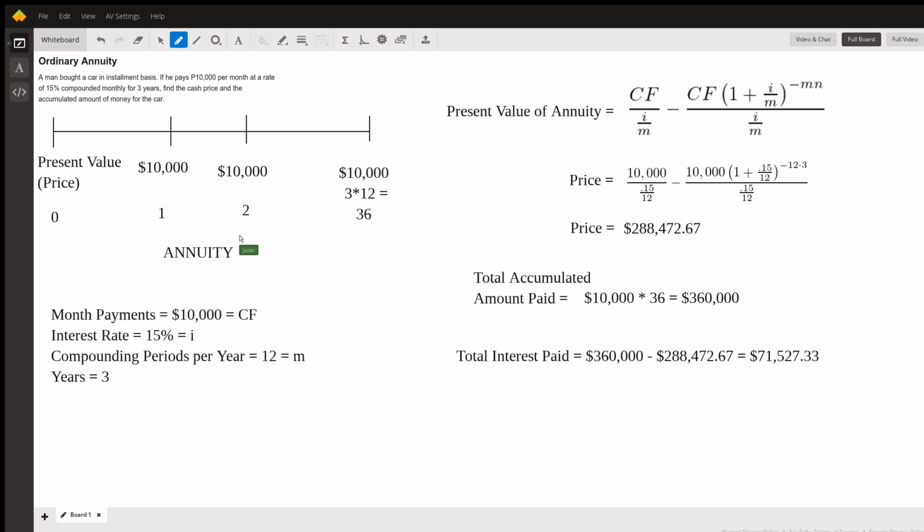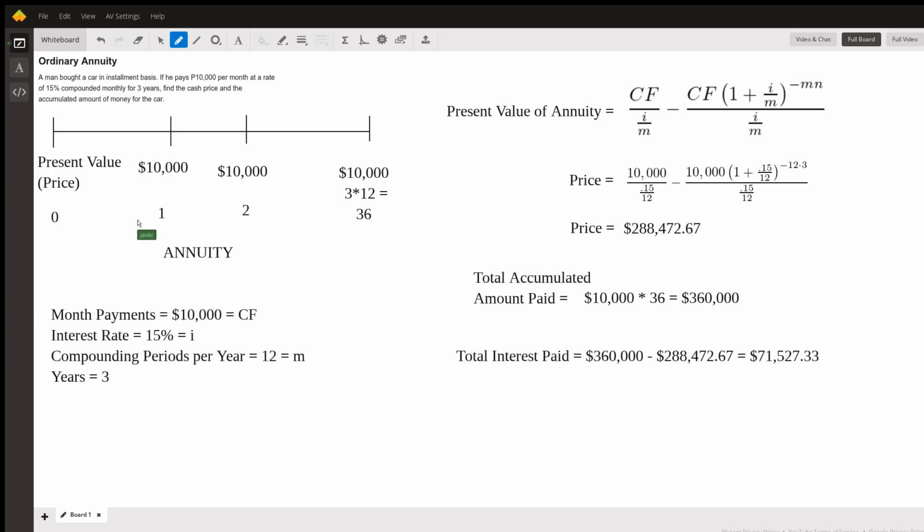Okay. In an annuity, we need certain bits of information. We need the amount of the monthly payments. In our case, it's $10,000, which we'll call CF. We need the interest rate, which is 15%, we'll call I. We need the compounding periods per year. In our case, it's compounded monthly, and since there are 12 months in a year, it's 12. If it was compounded semi-annually, this number would be 2. And then the number of years, which this occurs for: 3 years.